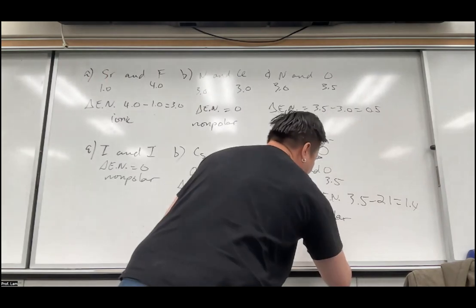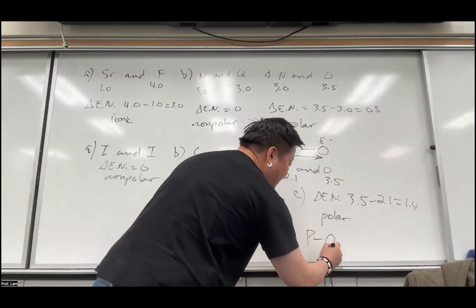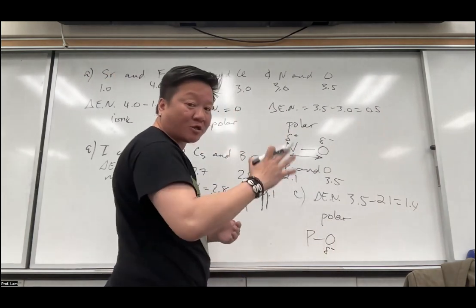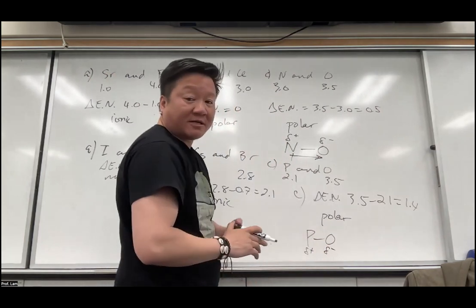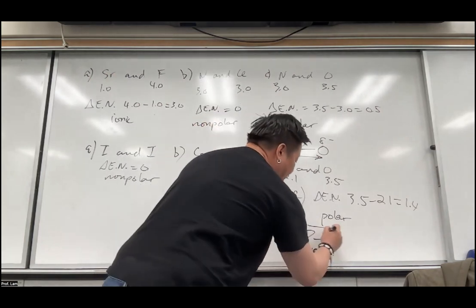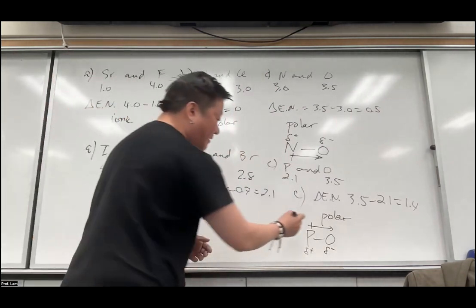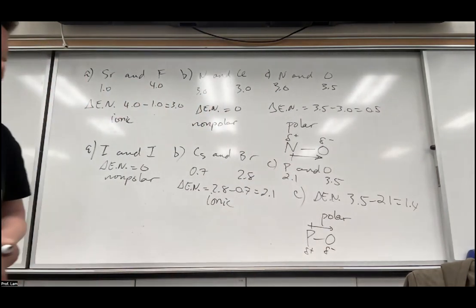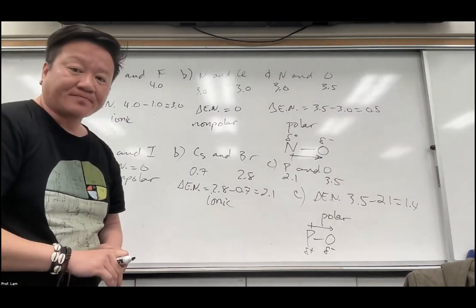Let's draw that bond. Which atom should get the delta minus? It'll be the oxygen, because oxygen is more to the right and up than phosphorus. And phosphorus gets delta plus. The polarity arrow will point towards the oxygen, and then we have that little plus butt of the arrow at the phosphorus.